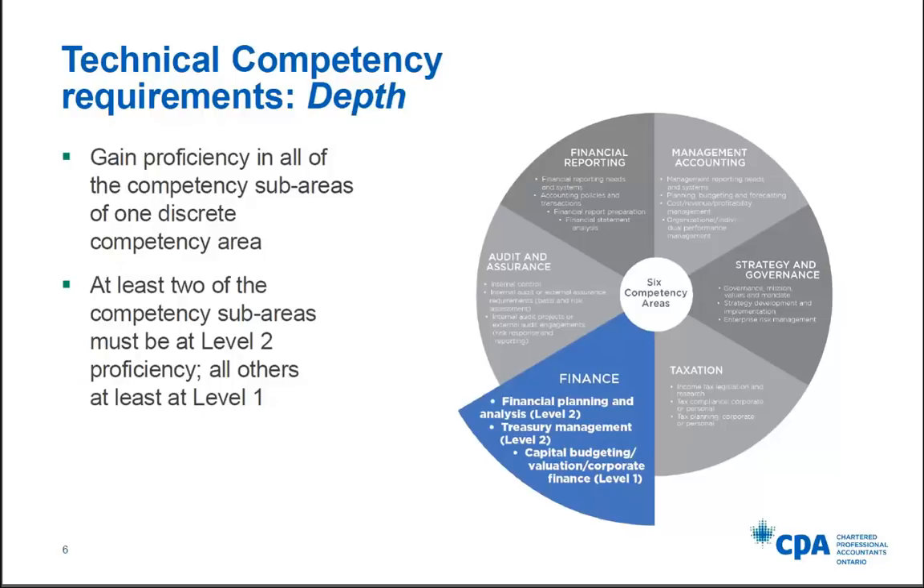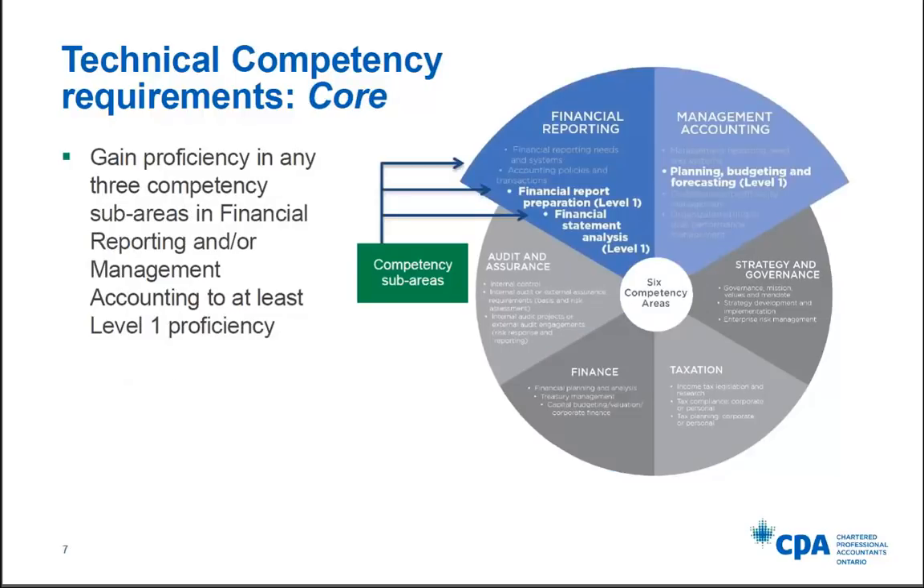For example, if we look at finance, to achieve depth, you could have a level 2 in Finance 1 and Finance 2 and a level 1 in Finance 3. Now let's talk about the core requirement. To meet the core requirement, you must gain proficiency in any 3 subcompetencies in financial reporting and/or management accounting to at least a level 1 proficiency. There can be overlap between depth and core as long as you have met the correct level of proficiency. For example, you could have a depth in financial reporting by having 2 level 2s and 2 level 1s. This would also meet the core requirement.